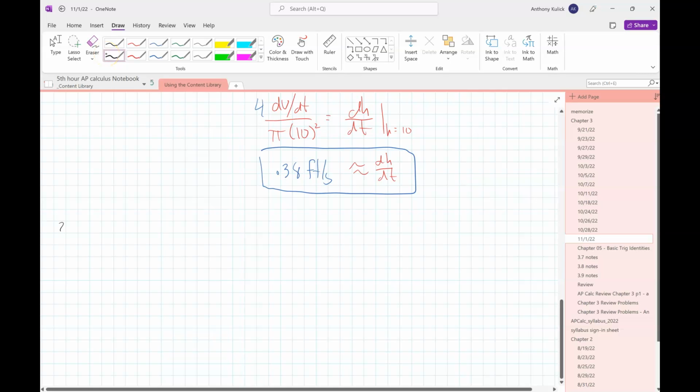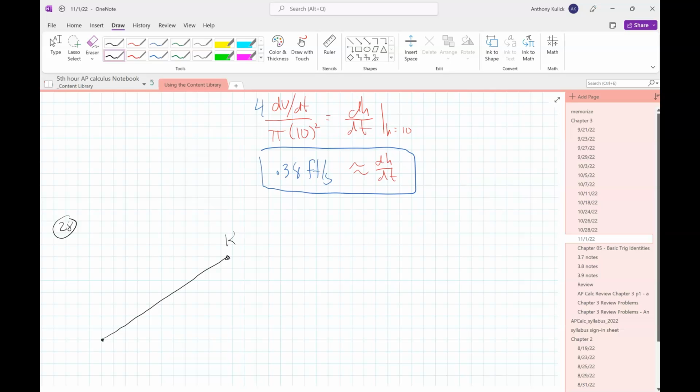Sure. Again, I can't screen cap this because I think this is on the same page as 27 is, yep. So I'm just going to read it. A kite 100 feet above the ground moves horizontally at a speed of 8 feet per second. At what rate is the angle between the string and the horizontal decreasing when 200 feet of string have been let out? Okay. So here's our kite.